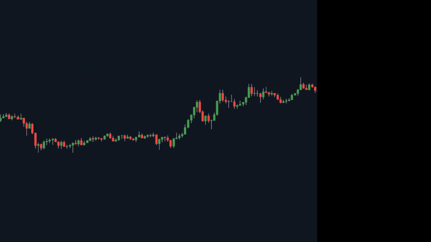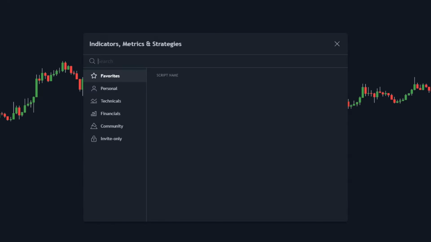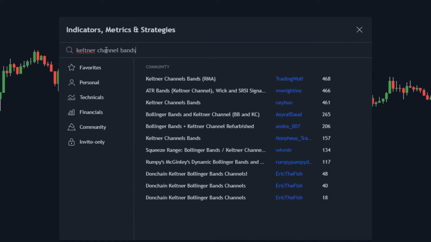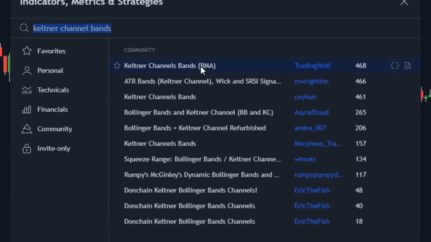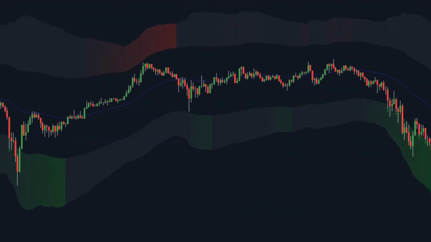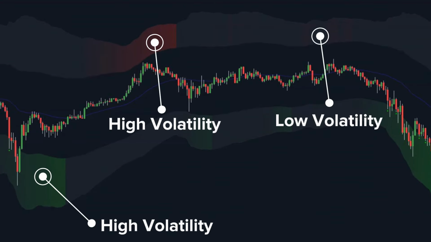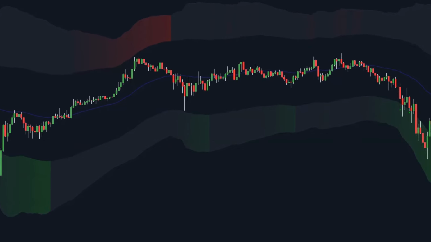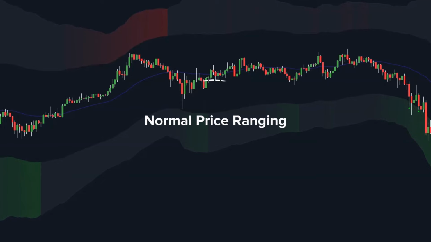Let's dive in. Go to the Indicators tab and search Keltner Channel Bands by TradingView. We are only going to need one indicator for this simple strategy. The Keltner Channel Bands is a volatility-based technical analysis indicator that creates a channel around the price of a security to offer traders a visual representation of the security's normal price range.